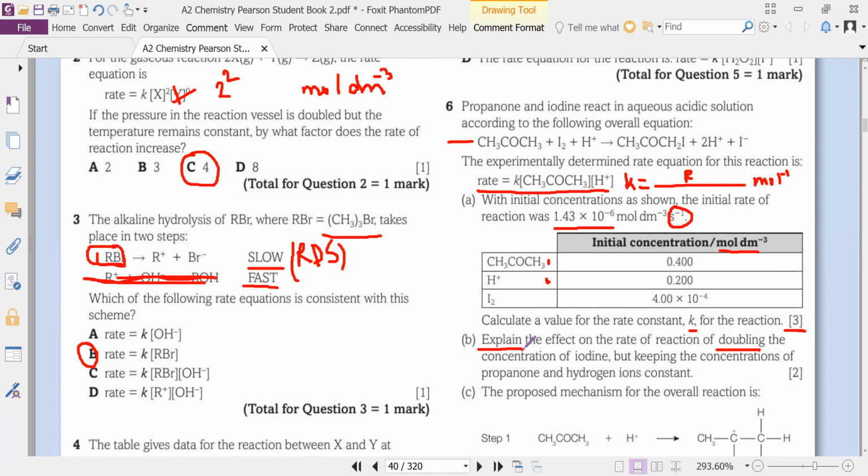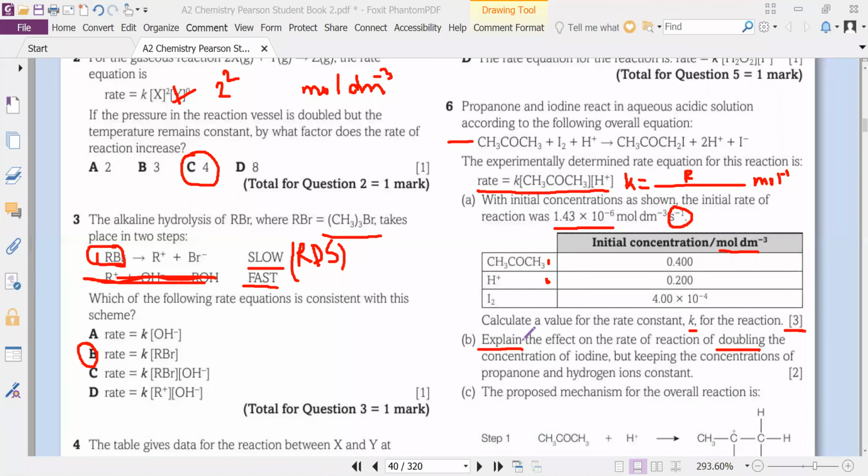No effect, because it's not in the rate equation. The reaction is zero order with respect to the iodine. Exactly, because the reaction is zero order.